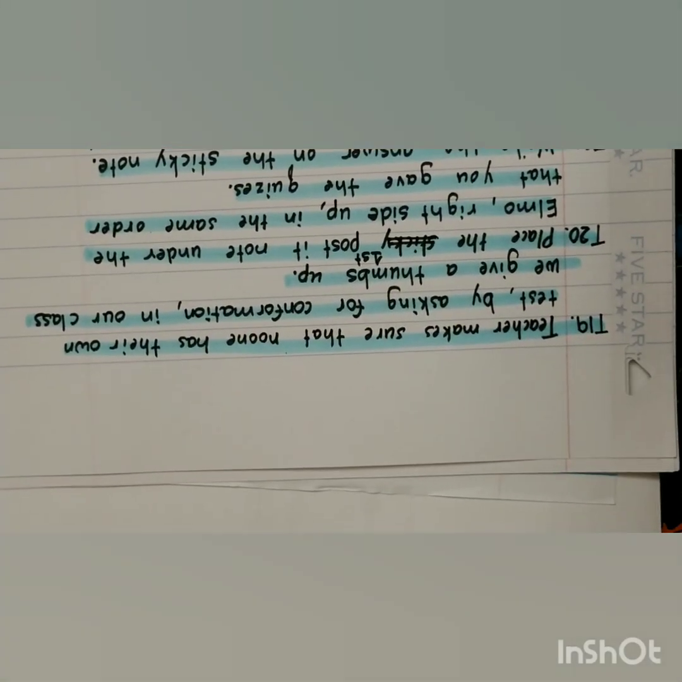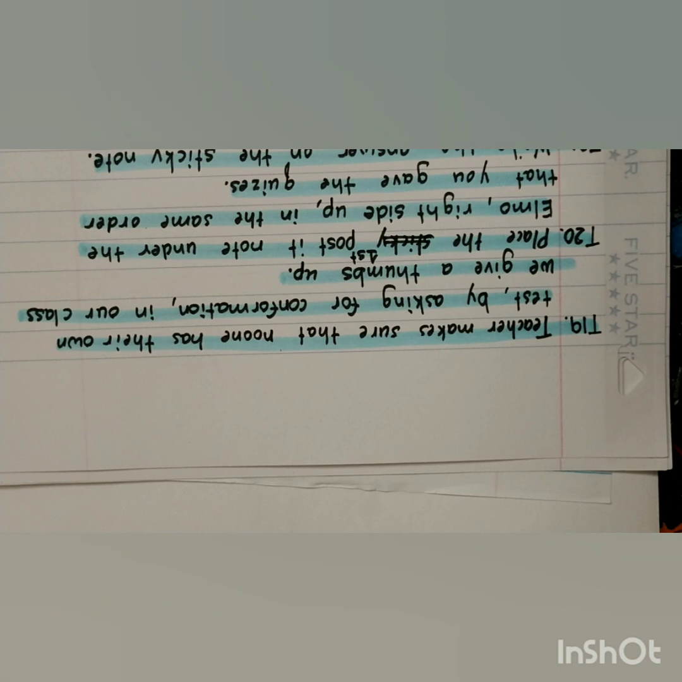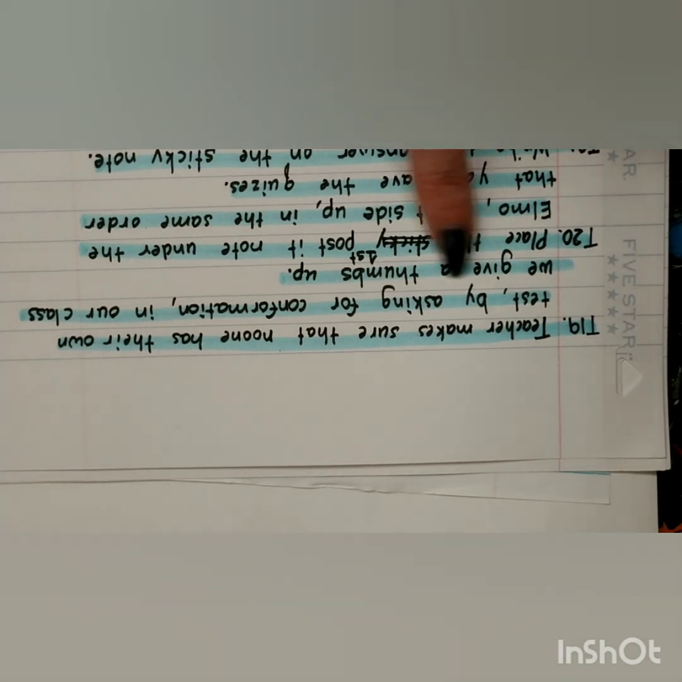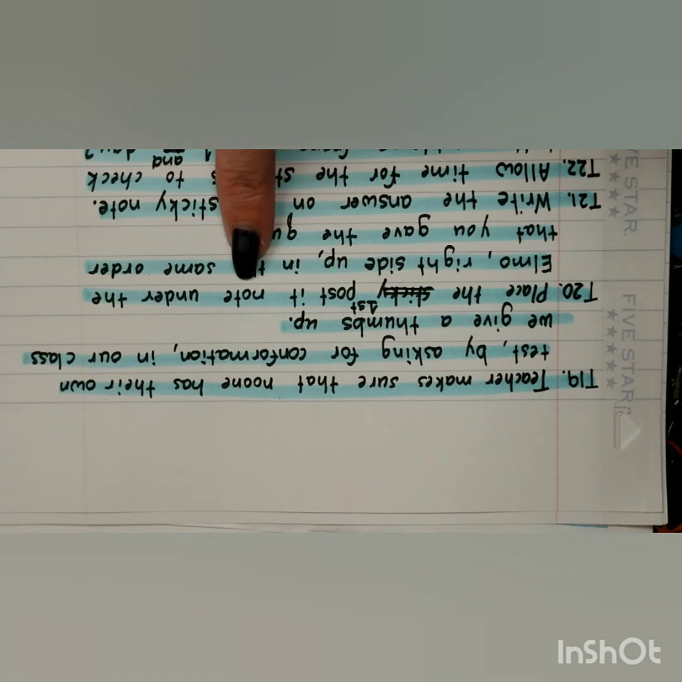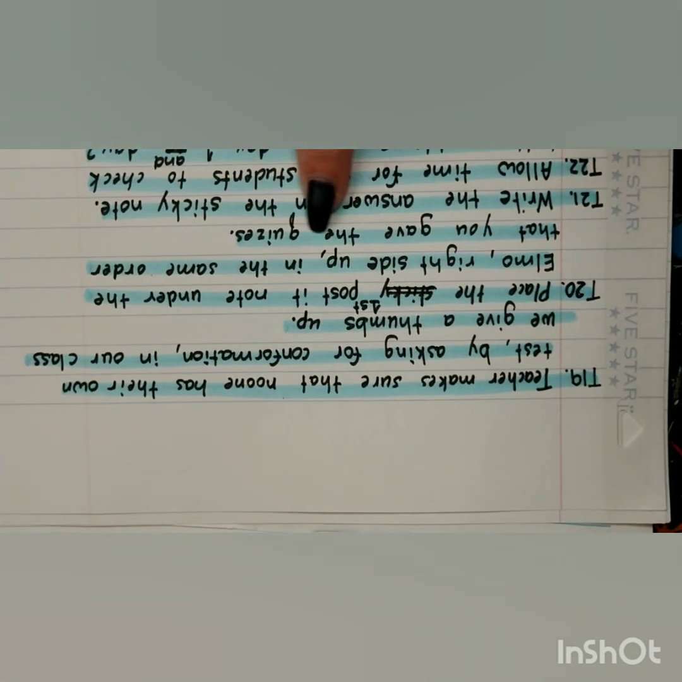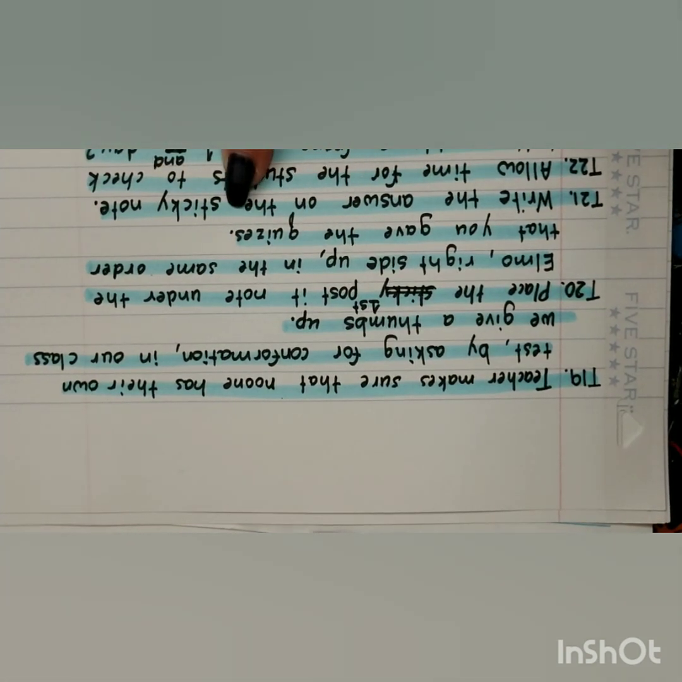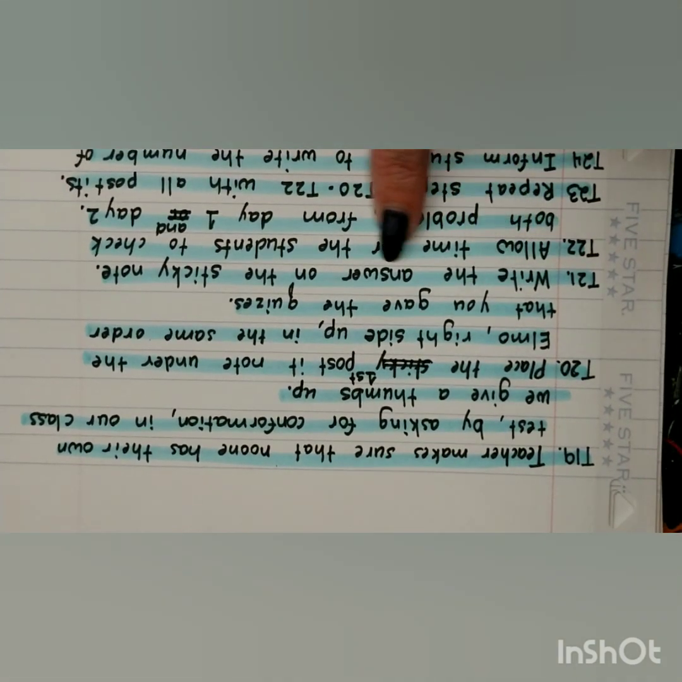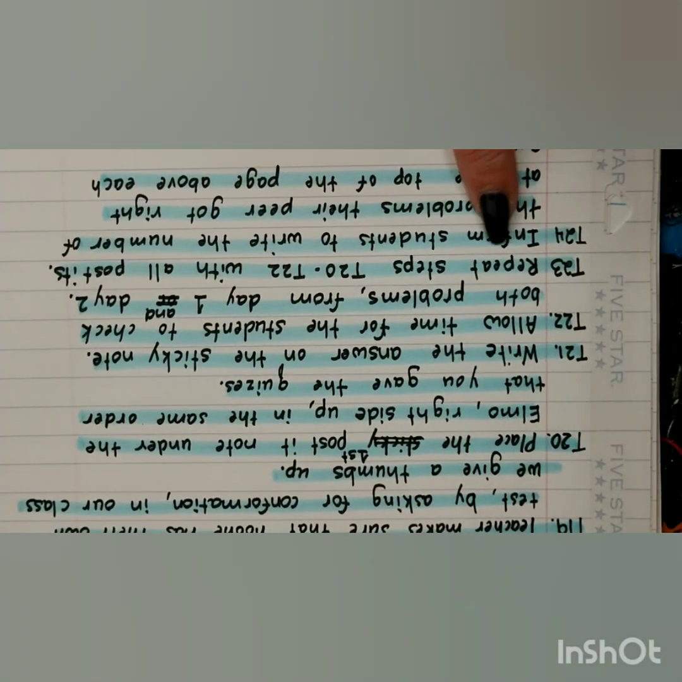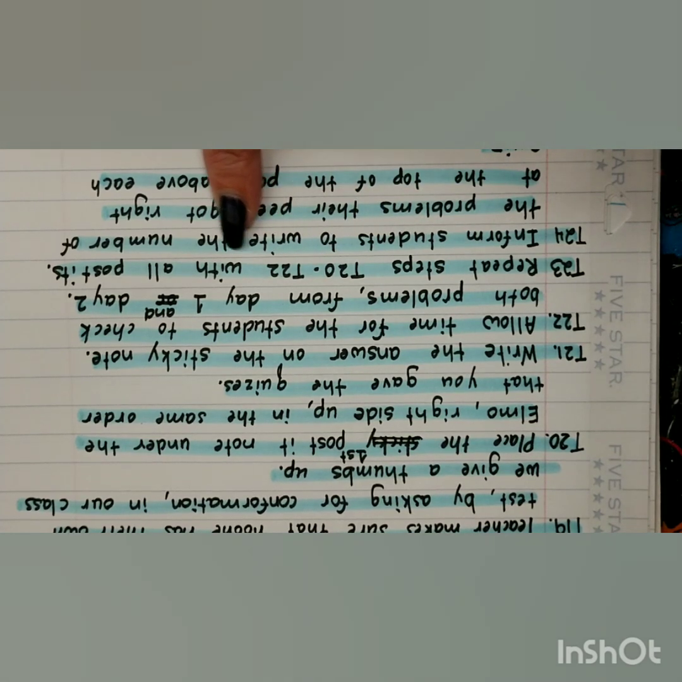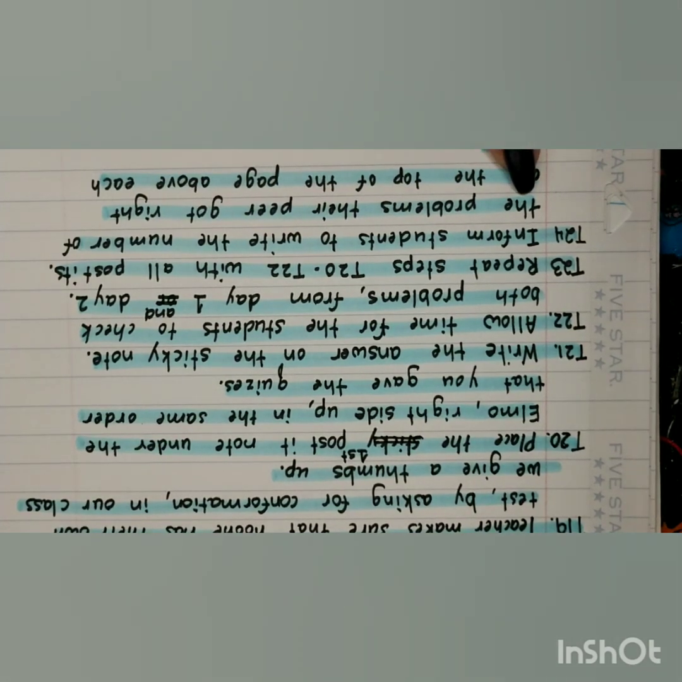T19, teacher makes sure that no one has their own test by asking for confirmation. In our class, we do a thumbs up. T20, place the first Post-it note under the Elmo, right side up, the same order that you gave the quizzes. T21, write the answer on the sticky note. T22, allow time for the students to check both problems from day 1 and day 2. T23, repeat steps T20 through T22 with all Post-its.